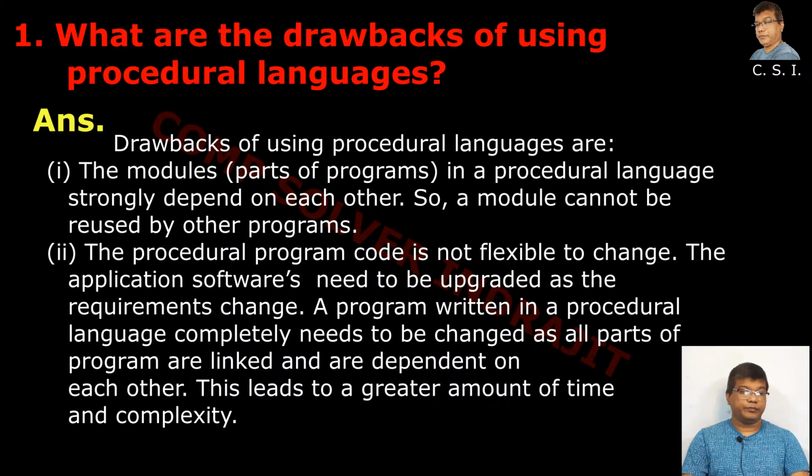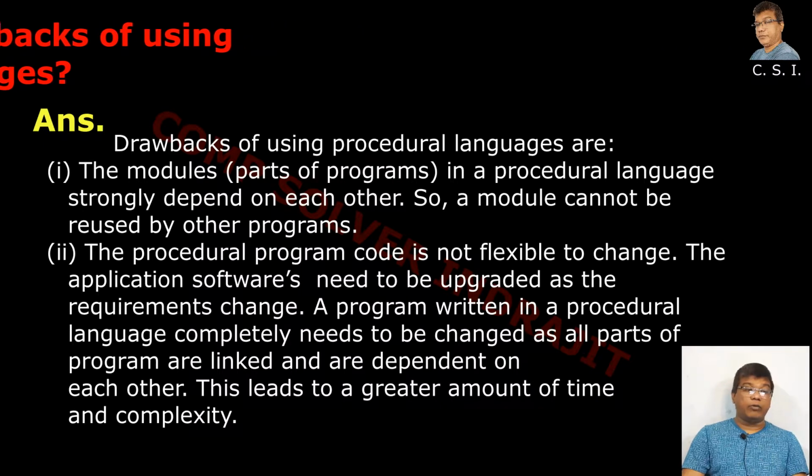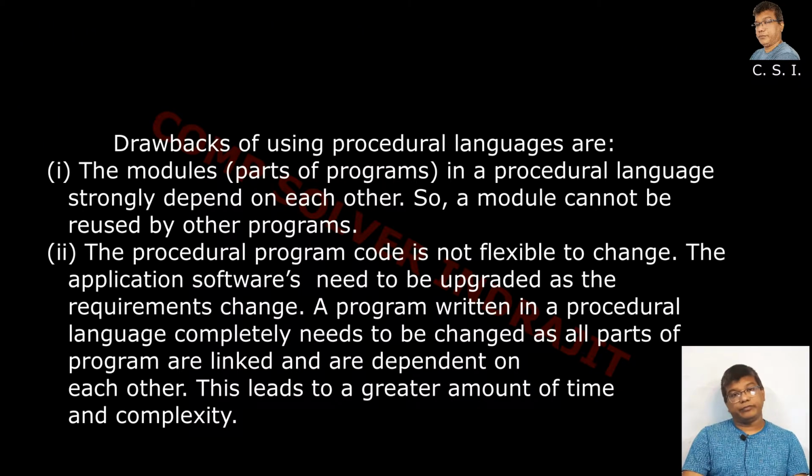Point number 2, the procedural program code is inflexible to change. The application software needs to be upgraded as the requirements change. A program written in a procedural language completely needs to be changed as all parts of the program are linked and are dependent on each other. This leads to a great amount of time and complexity.